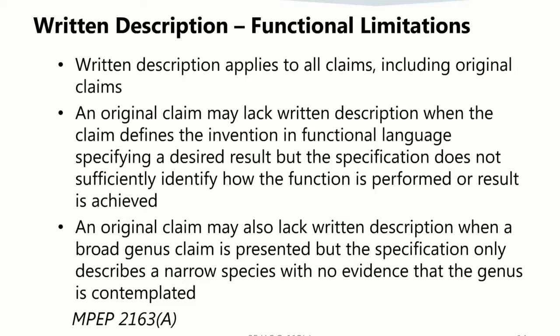An original claim may also lack written description when a broad genus claim is presented but the specification only describes a narrow species with no evidence that the genus is contemplated. For processes, this can occur when the claim covers all ways of performing a process, but the specification discloses only one method.